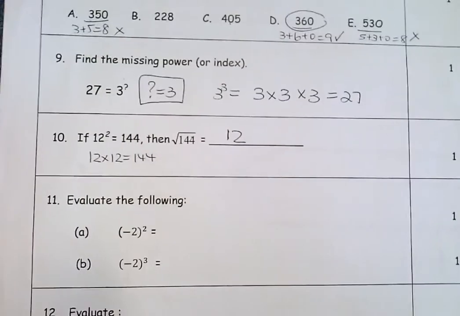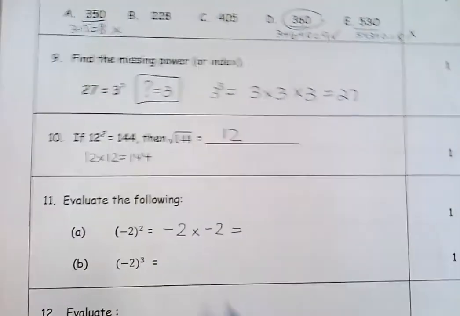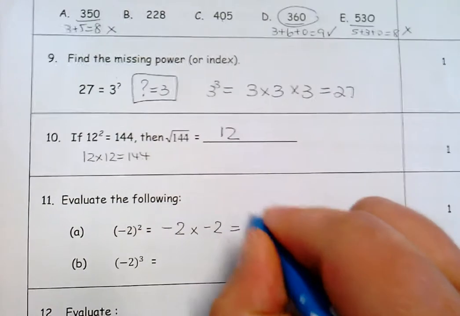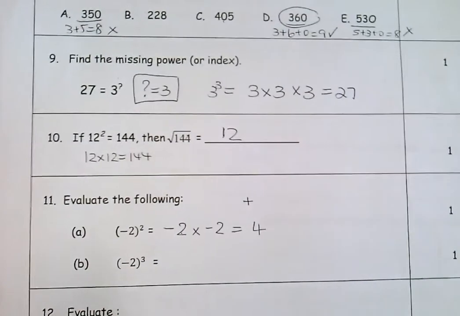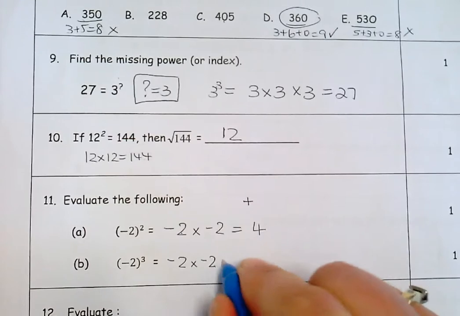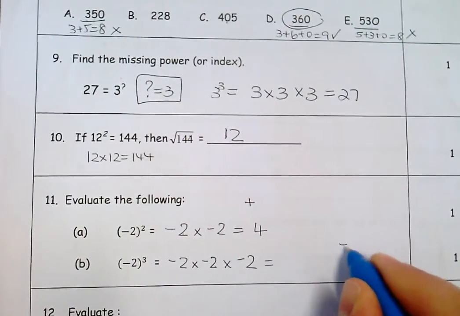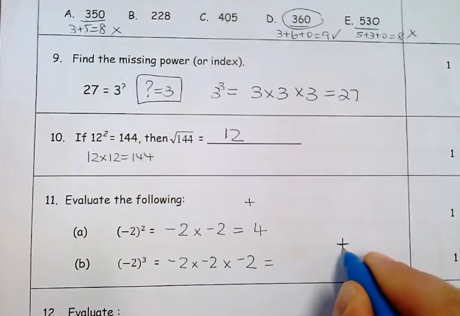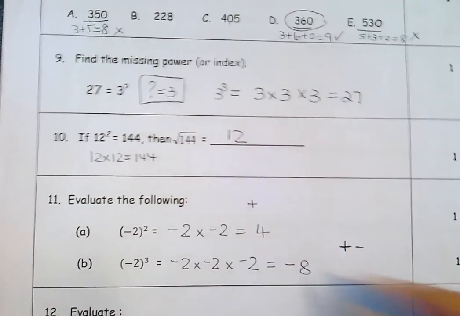Evaluating the following, question 11. Negative 2 squared means negative 2 times negative 2. Now we know that a negative times a negative is a positive. So you can think of it like this, negative times negative gives us a positive, so it's positive 4. With the next question, negative 2 cubed is negative 2 times negative 2 times negative 2. Now just think of it like this, a negative times a negative, because two negatives make a positive, negative times a negative times another negative. I'm finishing on a negative, so that's negative 8.